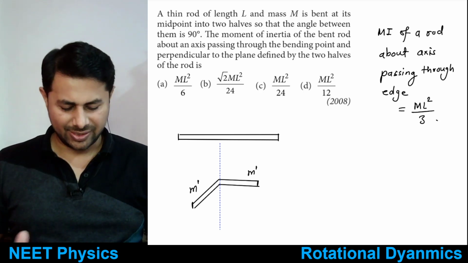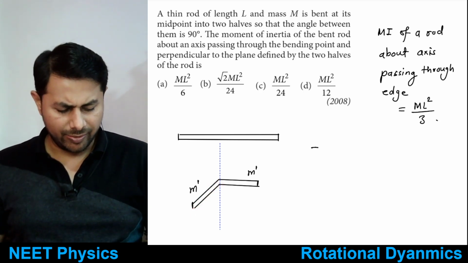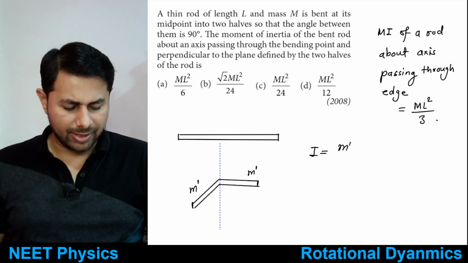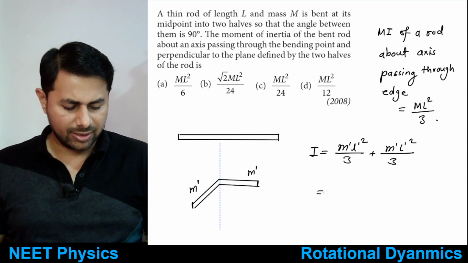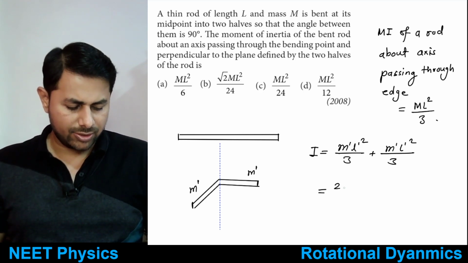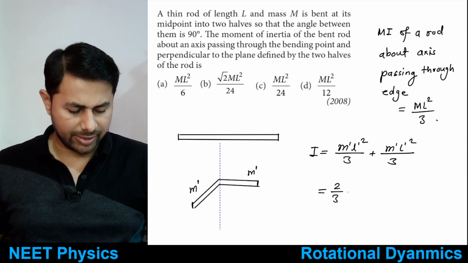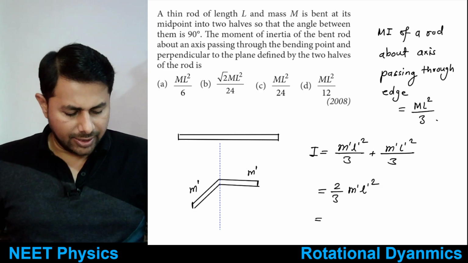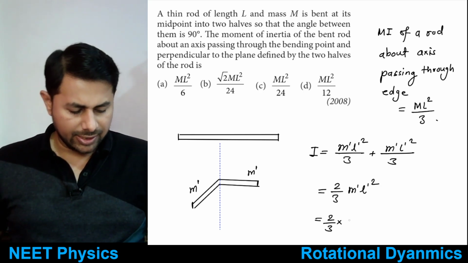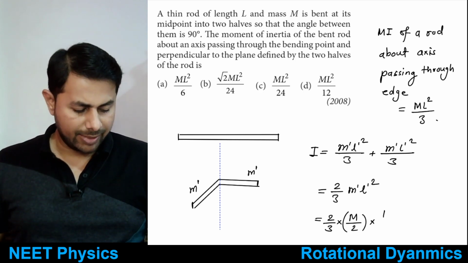There are two rods, right? So let's assume that these are now two separate rods. So what will be the total moment of inertia? M dash l dash square divided by 3 plus m dash l dash square divided by 3, and then just put the values. So it is 2 m dash l dash square divided by 3, right? So what is m dash? It's M by 2. What is l dash? It's L by 2.